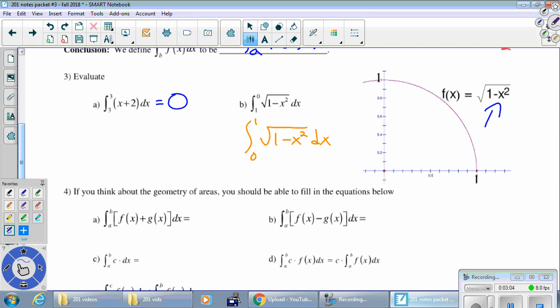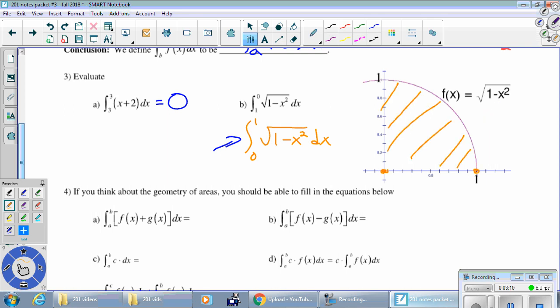We are interested in this orange thing for the integral from 0 to 1, here over to here. So we want the area of the quarter circle. So a quarter pi times the radius squared, pi r squared. Radius in this case is 1. So the area there is 1/4 pi.